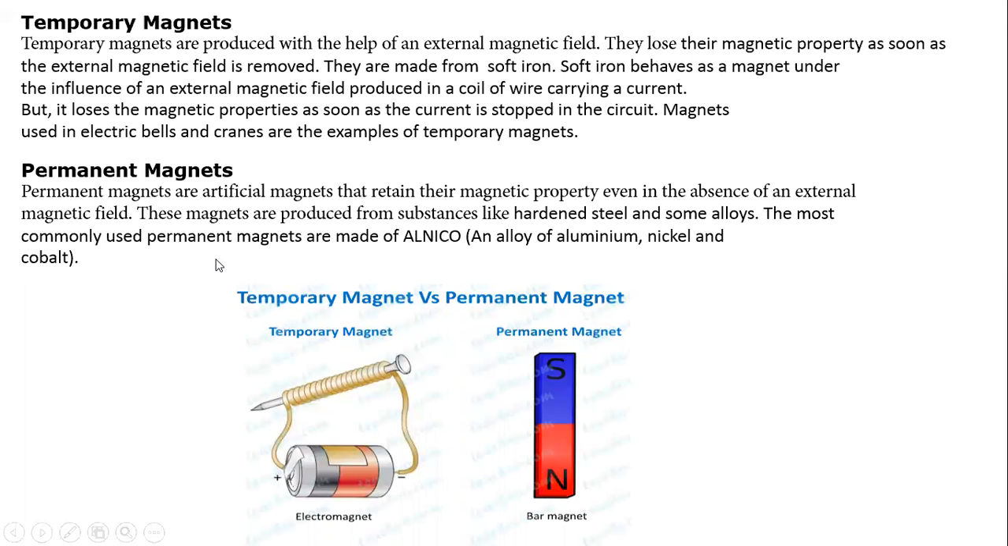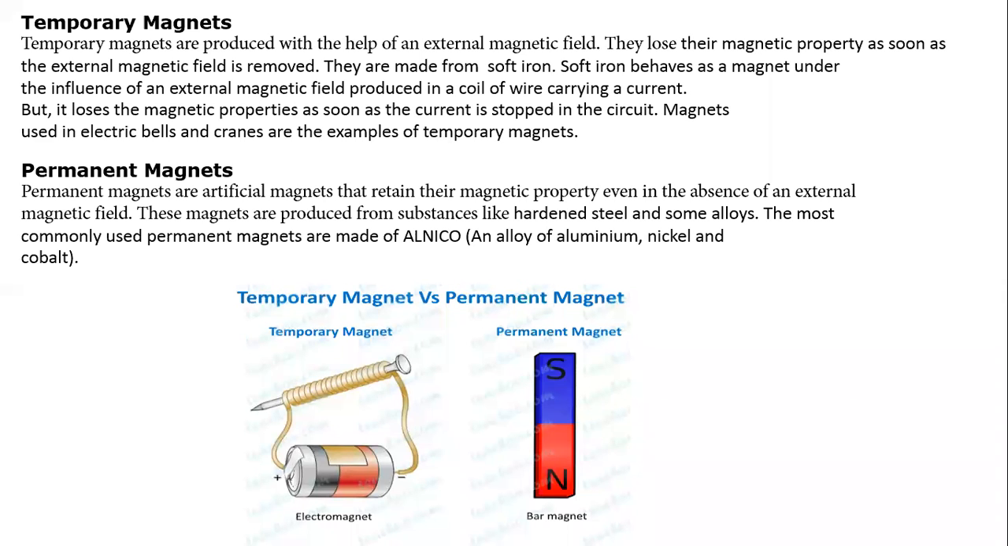Okay, so temporary magnets and permanent magnets. So what is meant by temporary? It will not last, it will change. Yeah, so a short period. Temporary magnets are produced with the help of an external magnetic field. They lose their magnetic properties as soon as the external magnetic field is removed. They are made from soft iron.